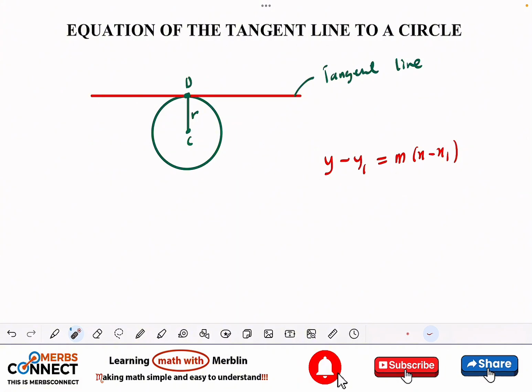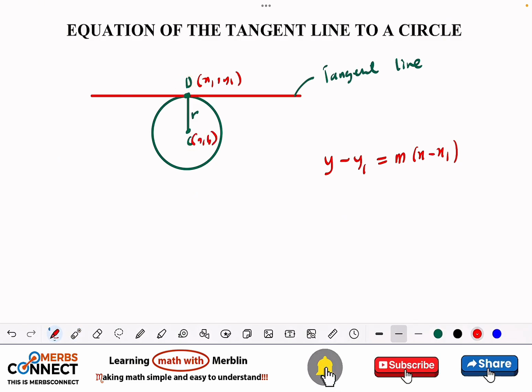But look at something here. Anytime you are forming the equation of the tangent, there is something that you need to notice. We will know the equation of this line, so this is what we are looking for. They will give us either the center and this point, or they can give us a point and the equation of the circle. Then we use the equation of the circle to find the center. Let me assume that this point is x1, y1. Since we have one point on this line, we just need the slope, so we can use C and D to find the slope.